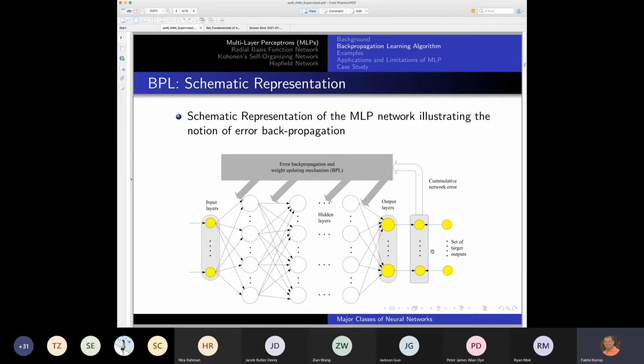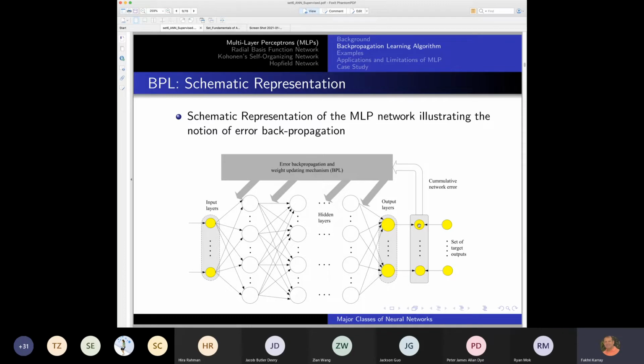Once we are secure about this cumulative network error, we are going to take it and feed it back to the system, one injection at a time. So we start at this level, and then this level, and this level, and this level. Why? Because we would like to update these weights in conjunction with this error. So we would like to minimize this error.